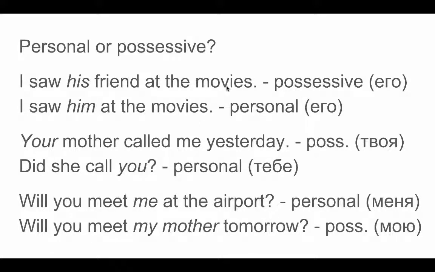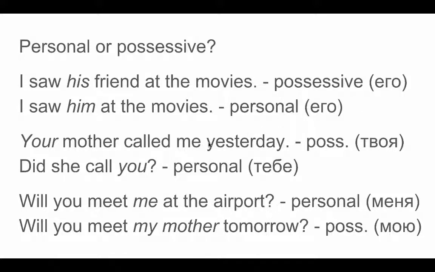Here we have a possessive. I saw his friend, его. Here we have a personal. I saw him at the movies. But again, it's его. So this is the source of some confusion, right? Because these look the same, although they're playing a different role in the sentence.